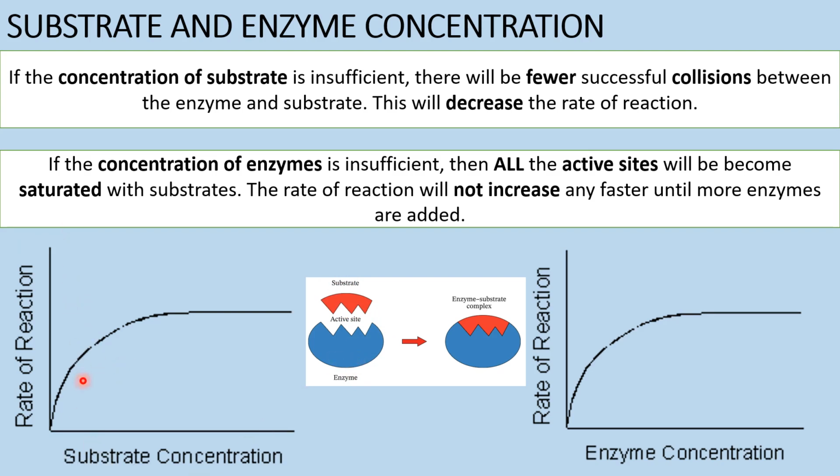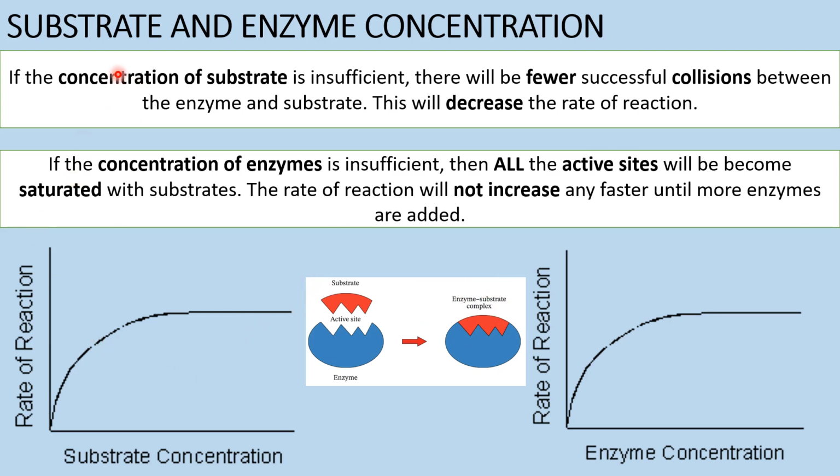If the substrate is insufficient, meaning you have less substrate and more enzymes in comparison, that means you have fewer successful collisions between the enzyme and the substrate because you're deficient in the substrate. This will mean you're forming fewer enzyme substrate complexes, and this will decrease the rate of reaction. If you want to increase the rate of reaction, just add in the substrate.